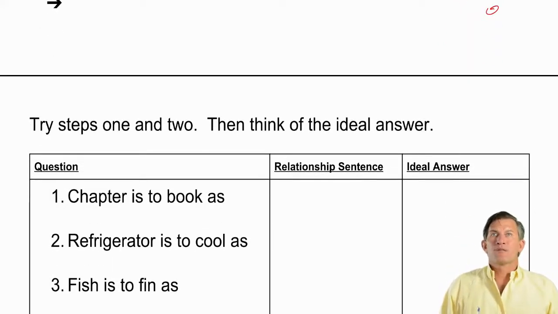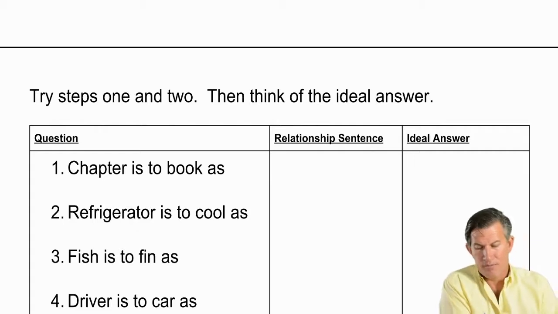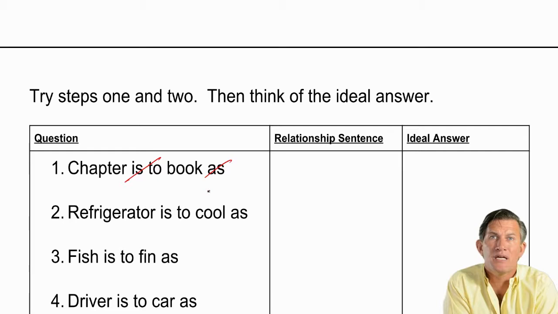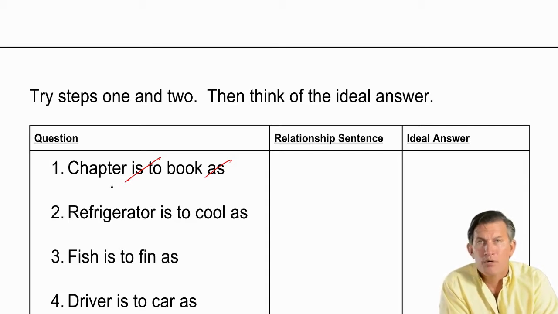Now you're going to practice, and I'm going to show you what it's going to look like, and I'll just give an example. You're going to cross out is to and as. You're never going to say is to and as. I would never say is to and as. In my entire life, I've never said the words is to and as. Okay, so a chapter and book.